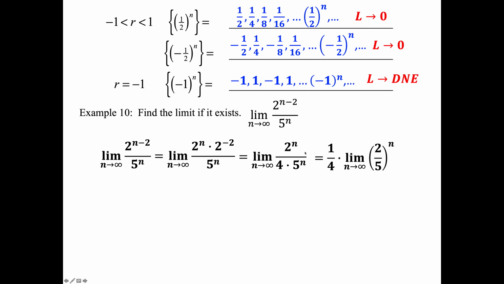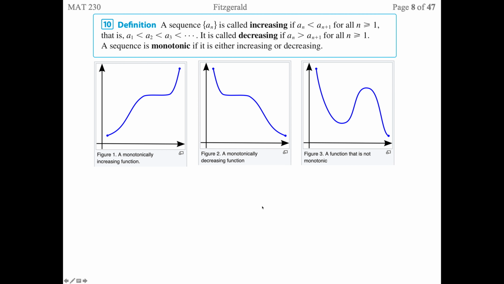And there it is. Now both the 2 and the 5 are raised to the same exact variable power, so we can rewrite this as 2/5 to the n power. And so now we know that based off our definition, this limit is going to approach 0. So 1/4 times 0 is a 0. We found the limit. And this converges.